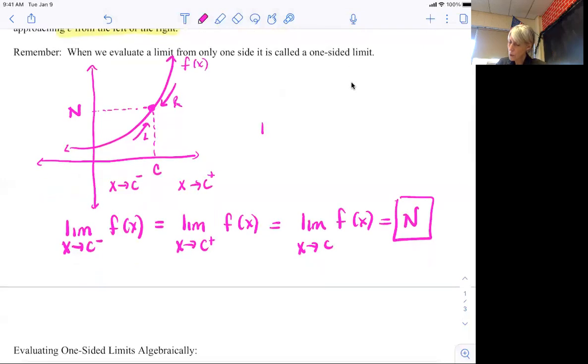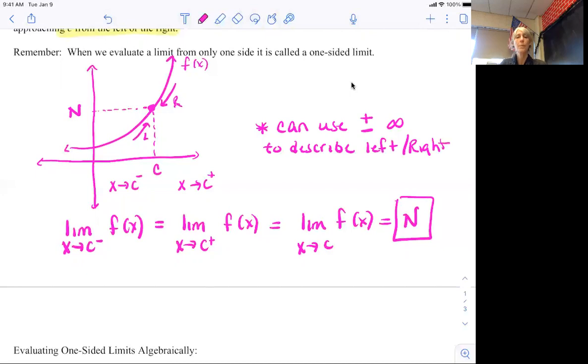And we also want to remember when we're doing one-sided limits, we can use plus or minus infinity to describe left and right limits. But we cannot use plus or minus infinity to describe an overall limit unless they're the same. If they're both going to infinity, then you can use infinity. If they're both going to negative infinity, you can use infinity as well. But more often than not, we just use does not exist for those situations.